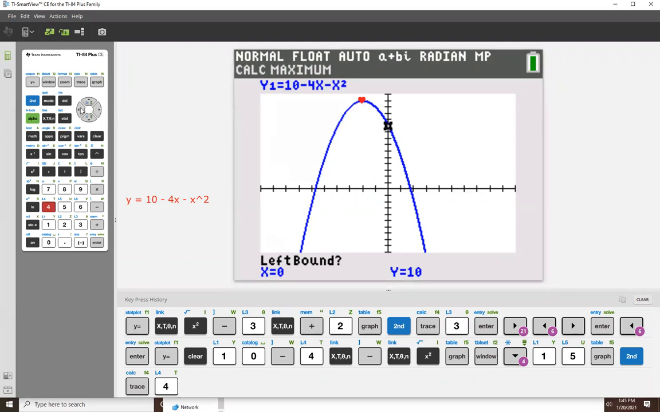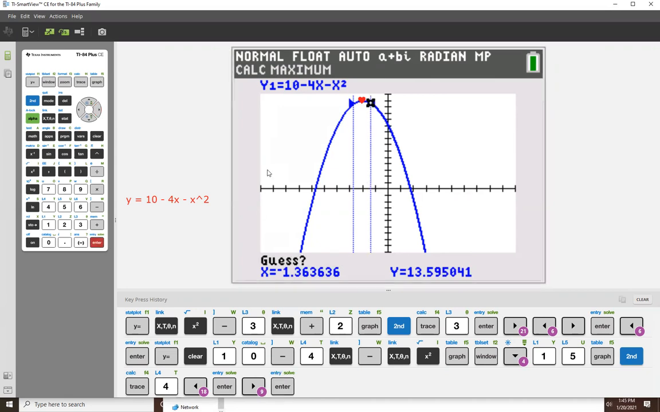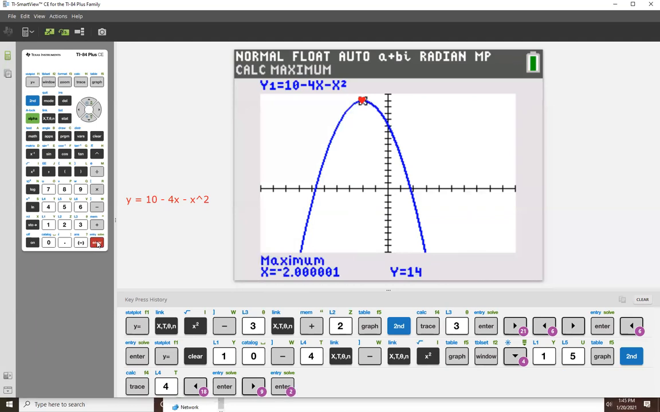So it says, what's your left bound? So I need to go to the left of the point a little or a lot and hit enter. It says, well, what's your right bound? And that'll do. Enter. And again, it's only going to look in there. And then what's your best guess? I'm just going to hit enter. Once again, it doesn't give me the exact answer. It gives me a very good approximation. In fact, so good that I can tell what is meant. Okay, -2, comma, 14. That would be the answer.